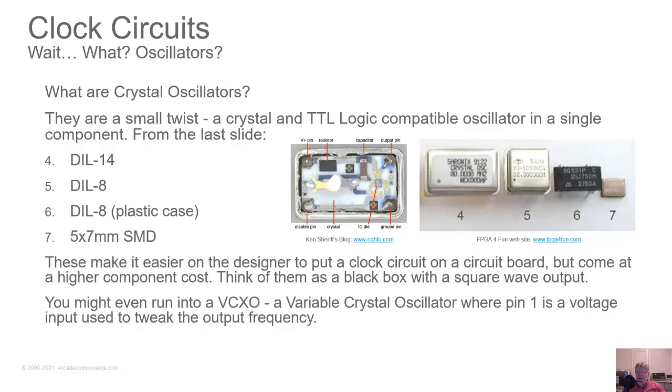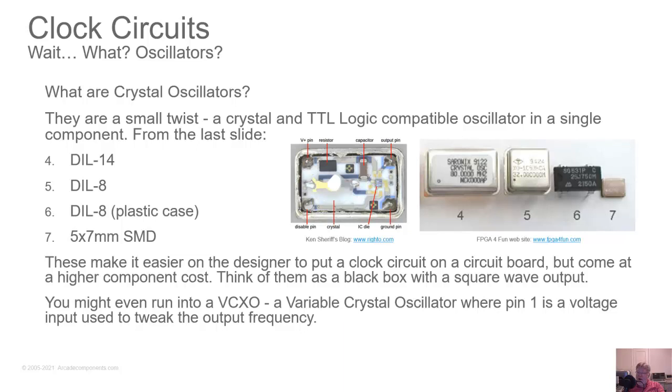And they come in a variety of different packages, the DIL 14, DIL 8. Think of that as DIP, dual inline package. Those are dual inline leaded. They are the same pin form factor as a regular 14 or 8 pin chip that you want to plug into a socket on a board. The crystals, you'll put those into a machine pin socket since they have round pins on them. You don't want to use those with a regular single or dual wipe socket. Now, this gives you a nice easy way to do things, but it comes at a bit of a higher component cost. But you can think of them as just a simple black box. You give it power, you give it ground, and you get a signal out.